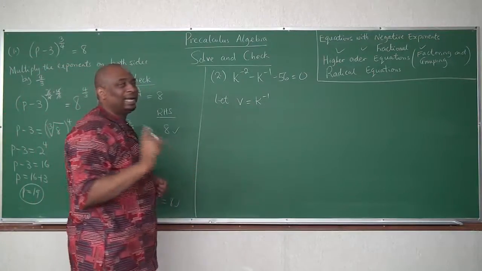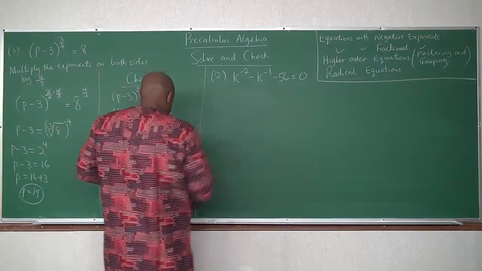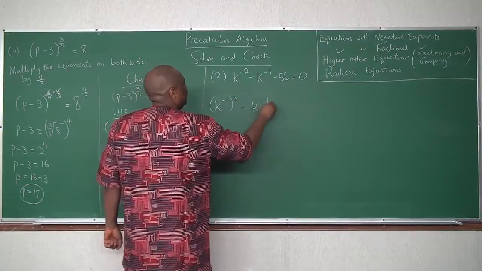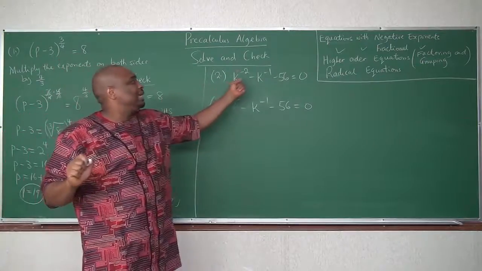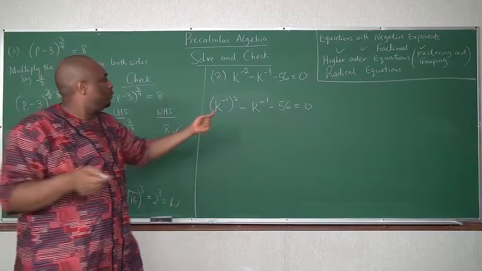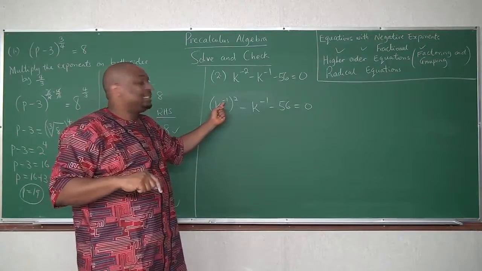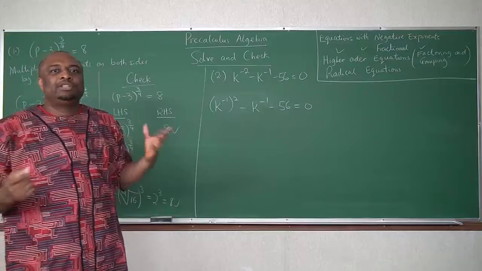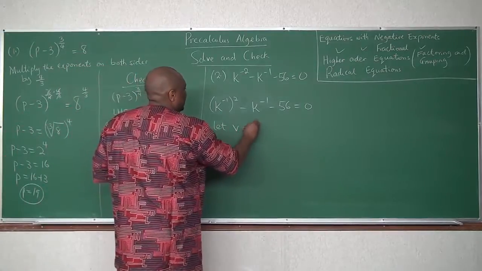So in that case, we could now write it like this: k to the negative 1, squared, minus k to the negative 1, minus 56 equal to 0. Now, someone might ask me, why did you say let v be k to the negative 1? Well, you really want to start with the simplest, because from the laws of exponents, squaring it gives you k to the negative 2. So you want to see how you can simplify it, then you substitute for the simplest to make it easier for you. Okay? So we now say let v be k to the negative 1.